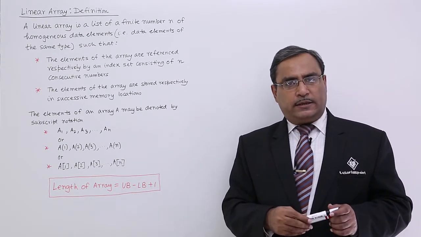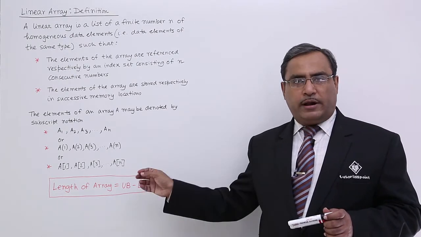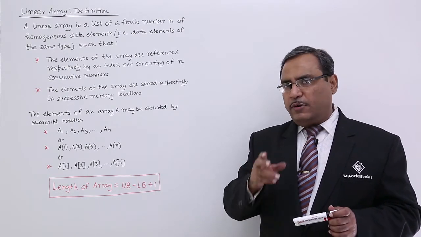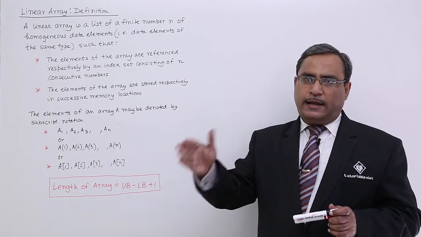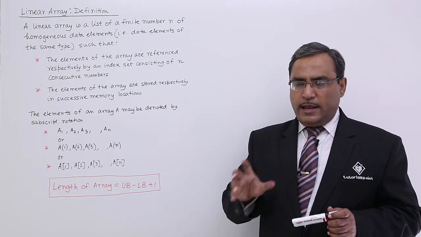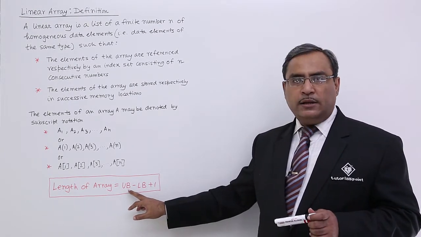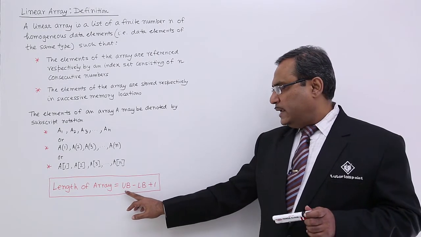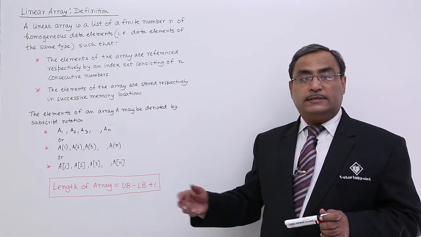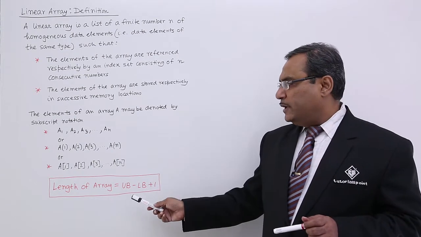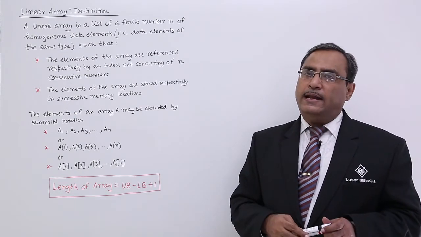See, in case of BASIC or Fortran, we can have the subscript starting from 1 and it will be ending at 10 to hold 10 such data. In that case, upper bound is equal to 10, lower bound is equal to 1. So 10 minus 1, 9 plus 1, 10. Yes, that is the size of the array. In this way, you can define the length of an array.